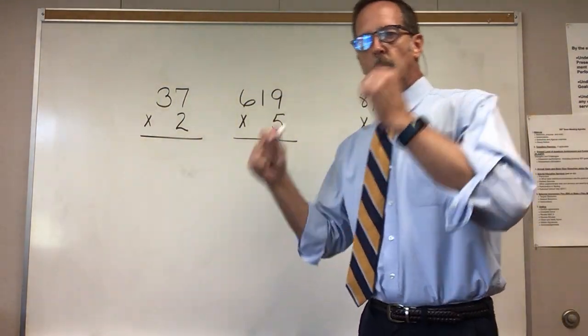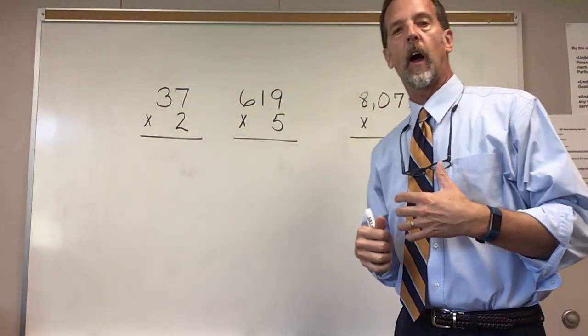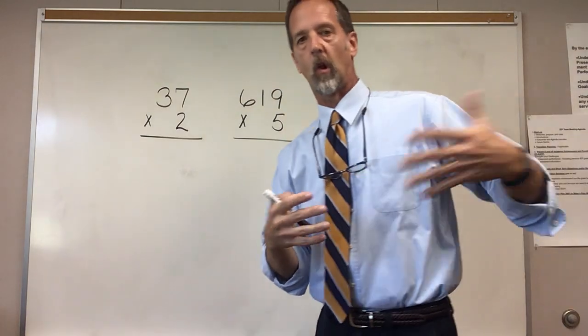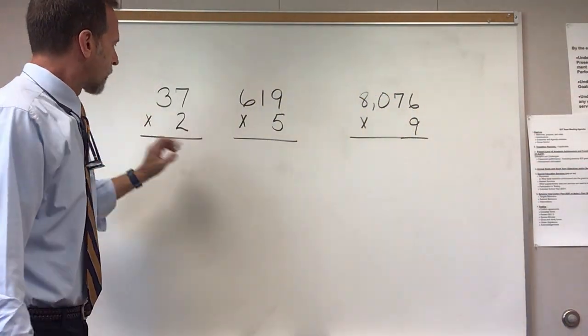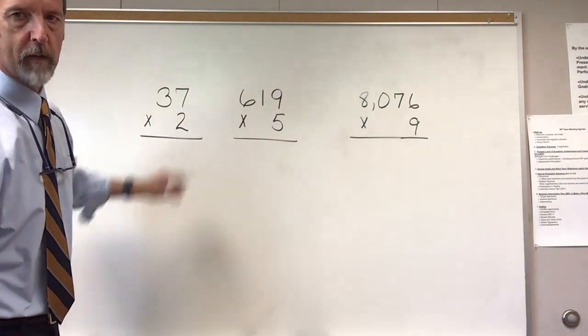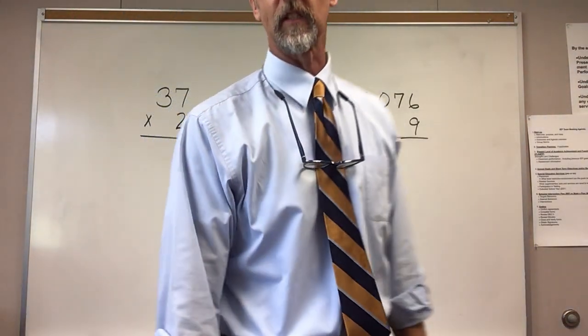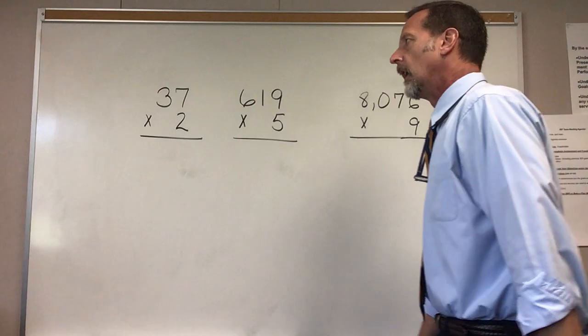Hey gang, Mr. Carey here to talk to you about how to multiply a two-digit or larger number by a single digit. Okay? We're going to start out here with the two-digit number times a single digit. We're going to start on this one that says 37 times 2.